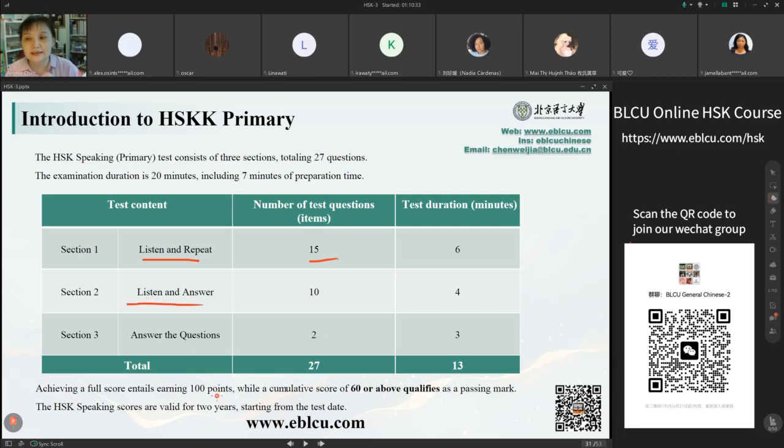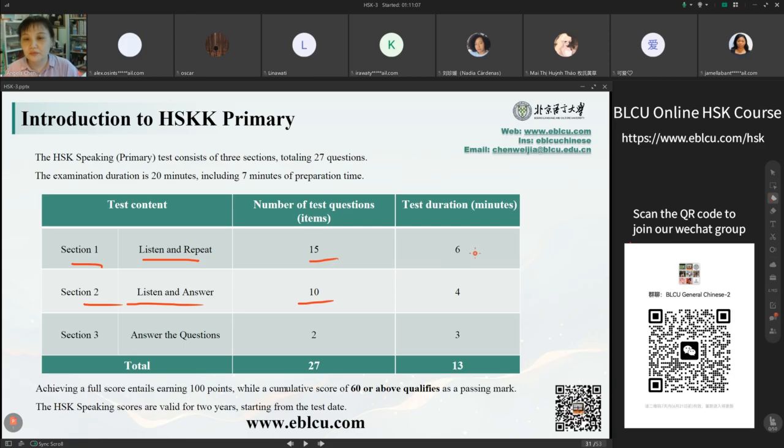Section 2 is listen and answer. They will ask a very short question like 你喜欢吃苹果吗? Beep. And then you need to answer 我不喜欢吃苹果. Then a second question and beep, and then you answer it, for 10 short questions and answers. Section 1 and 2 go one right after another.